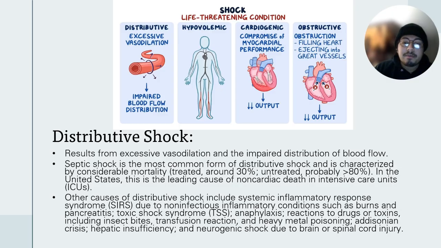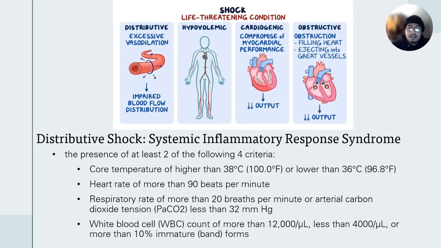Other causes of distributive shock include systemic inflammatory response syndrome, which is due to a non-infectious inflammatory condition such as pancreatitis, toxic shock syndrome, anaphylaxis, reaction to drugs, and that also includes insect bites, transfusion reactions, and heavy metal poisoning, hepatic insufficiencies, and neurogenic shock due to brain or spinal cord injuries. So in distributive shock, we're going to talk about systemic inflammatory response syndrome.